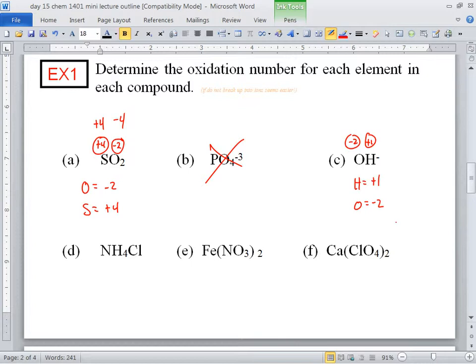Now, if you're working on something like D, don't forget all that stuff we memorized. You might even recognize these. Sometimes it helps. You might recognize this as ammonium, and chloride, Cl minus, because that's what it is. If you recognize that, sometimes there are shortcuts. Then chlorine has to be a -1 because that's chloride, Cl minus 1. You don't have to do it that way, but chlorine has to be -1.